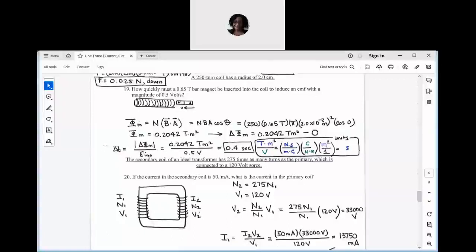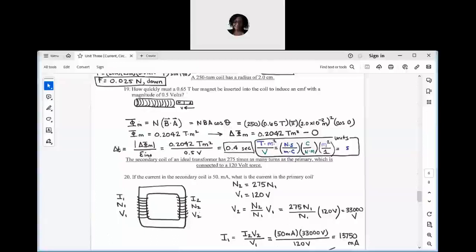So now here, the amount of time that it takes in order to change the flux by this magnitude is ultimately what's going to determine how large an EMF is induced. So this is Lenz's law, I suppose, written just for magnitude. And the time required would just be the change in flux divided by the induced EMF. I have the magnitude of the induced EMF, so this gives me 0.4 seconds.